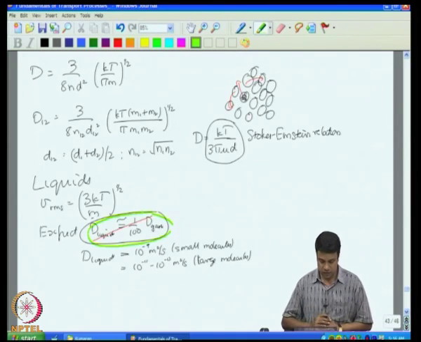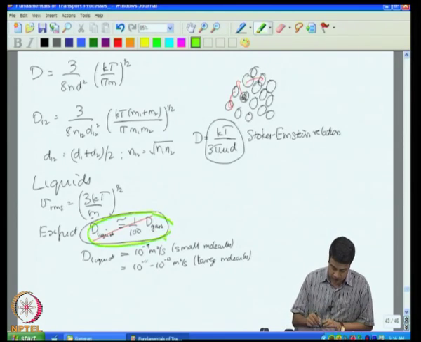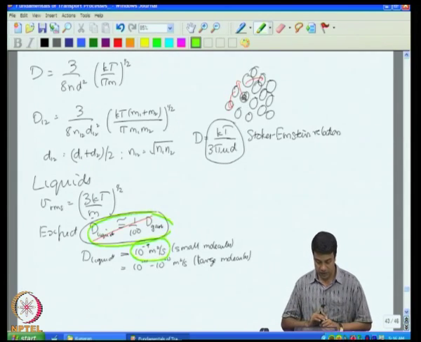Turns out that that is not true. For small molecules diffusing in liquids, the diffusion coefficient is actually 10 to the power minus 9 meter square per second, 4 orders of magnitude smaller than in gases. For large molecules, it is even smaller. It can go all the way from 10 to the power minus 11 to 10 to the power minus 13, all in meter square per second. The physical reason for that I had explained in the previous class.